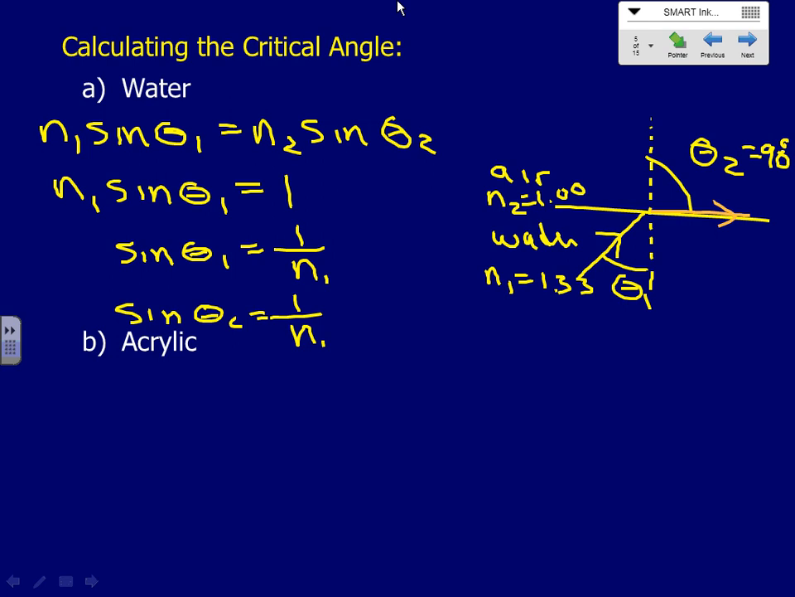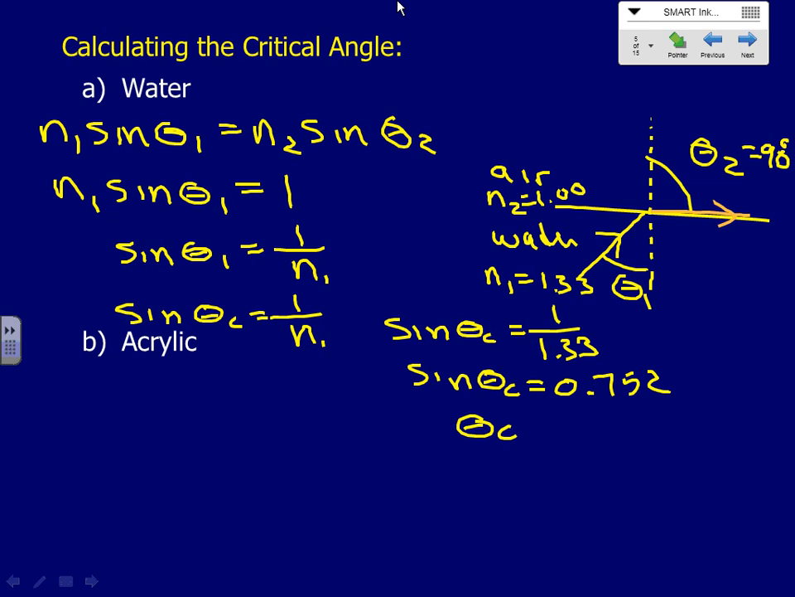So let's do this question here for a moment. Sine theta c is 1 over 1.33. Sine theta c is equal to, what's that as a decimal? Yeah, Allison? 0.752. Therefore, theta c is equal to the inverse sine of 0.752. Allison, what do you got?